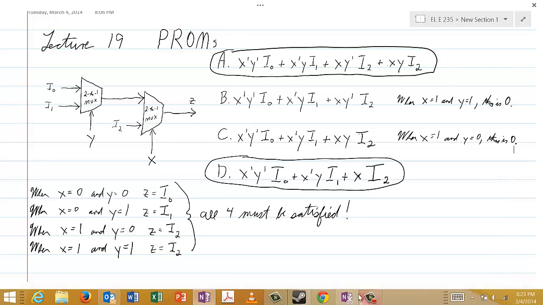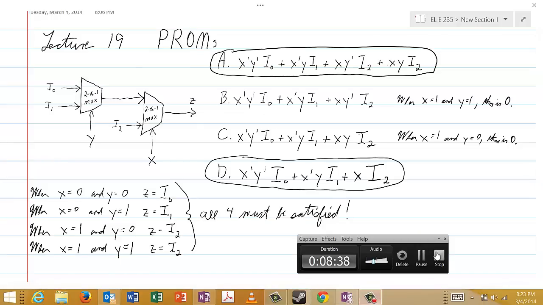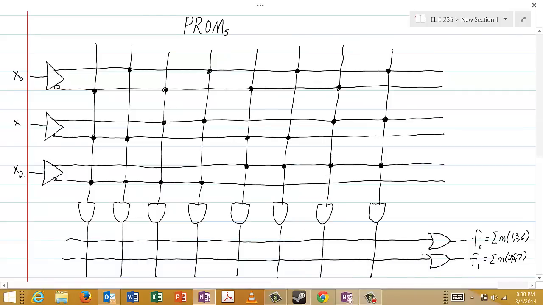And now we start with the discussion for today, which is PROMs. So here we see an example of a PROM, and I want to talk about this in some detail to make sure we understand what's going on. We have the three input lines, X0, X1, and X2, and we have two outputs in this case, F0 and F1. However, we could have more outputs than that. The number of possible outputs is not limited by the number of inputs here.